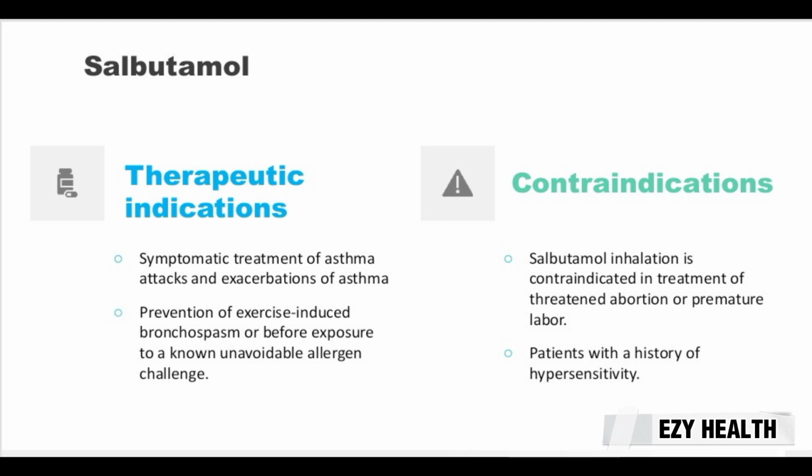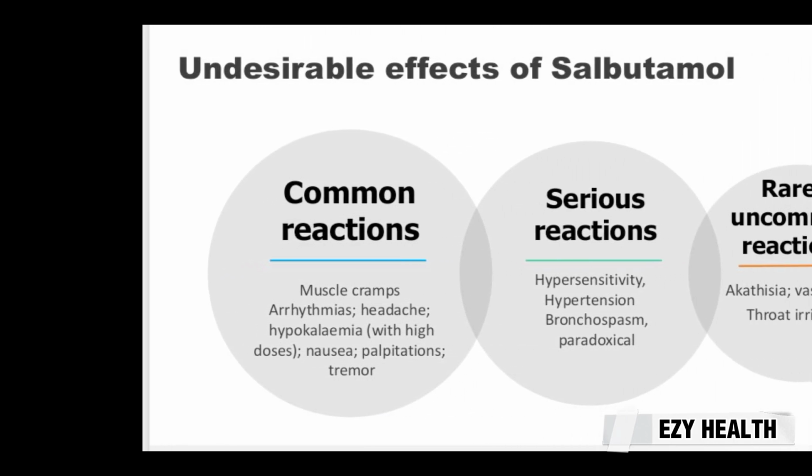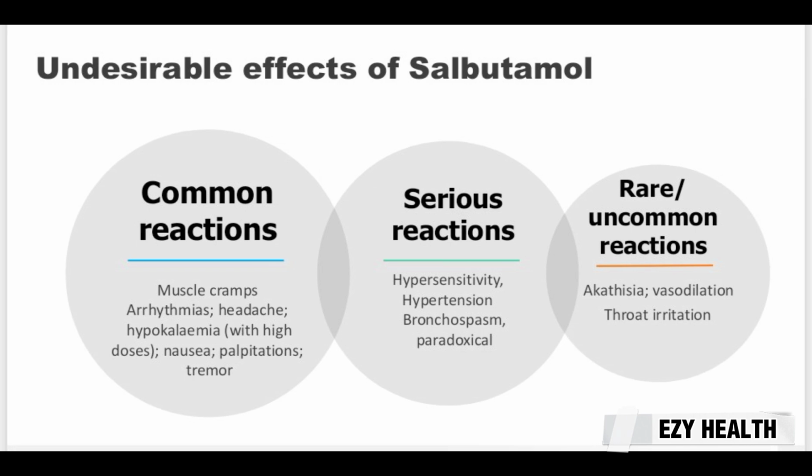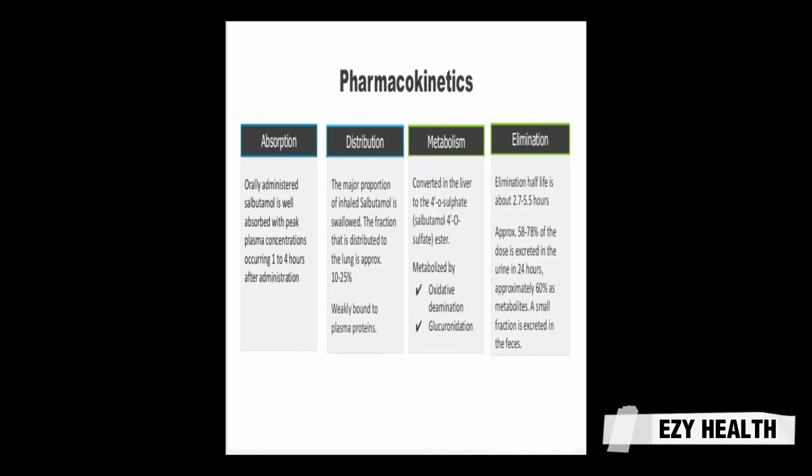Next, we will be discussing the undesirable effects of salbutamol. These include common reactions, serious reactions, and uncommon reactions. Some common reactions include muscle cramps, hypokalemia, that is low potassium levels, nausea, palpitations, and tremors, while the serious reactions include bronchospasm, paradoxical hypertension, and hypersensitivity, while there are some rare reactions, which include throat irritation, vasodilation, and akathisia.